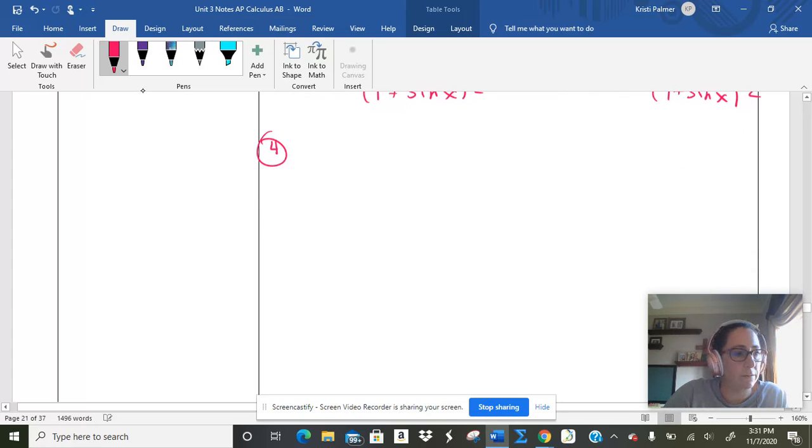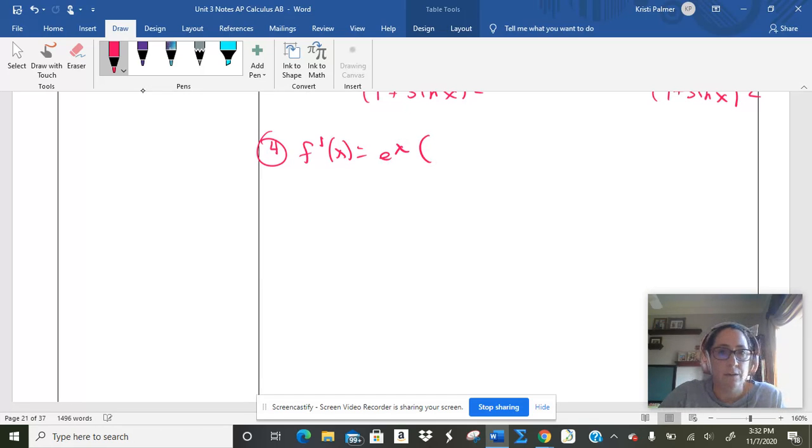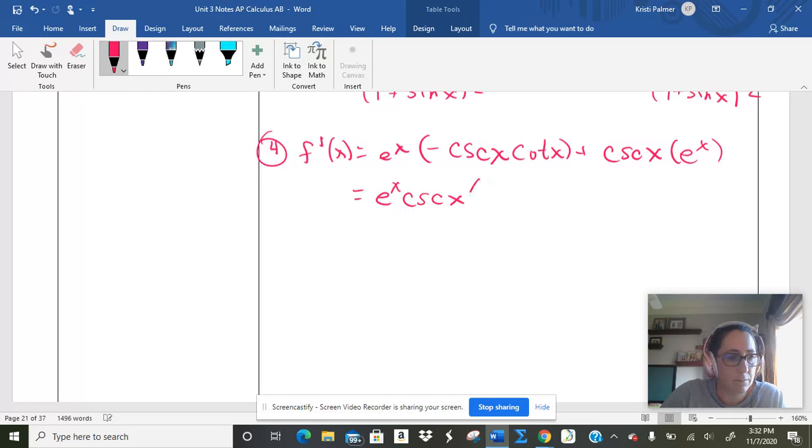All right, number 4. First, derivative of the second, plus the second times the derivative of the first, and that's just our easy e. And I just factored out an e to the x cosecant x. And I put this one first since that was a minus. To me, that would be the most simplified.